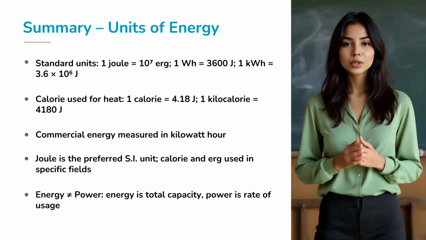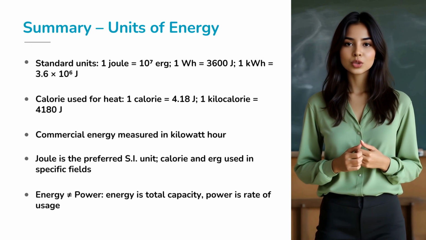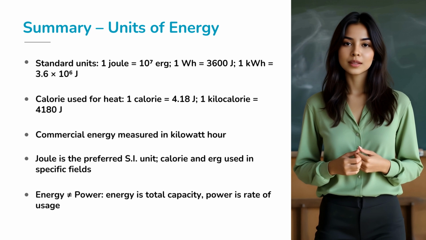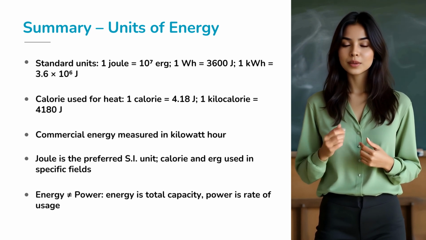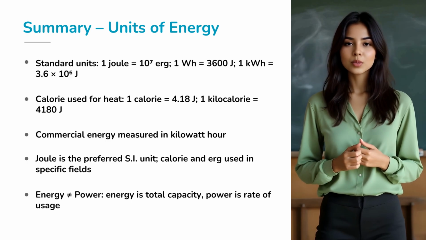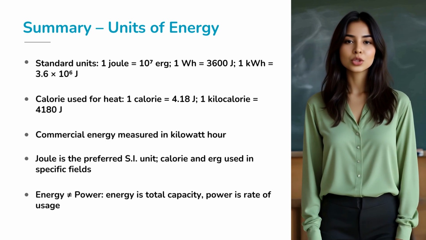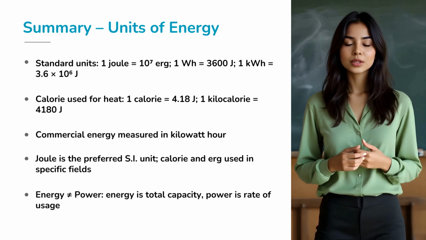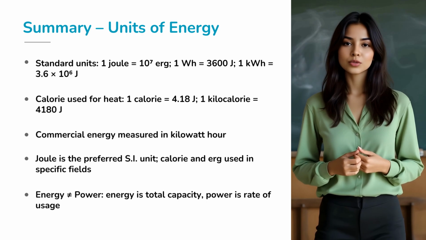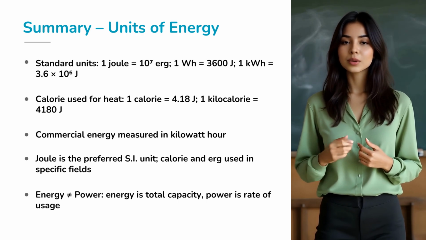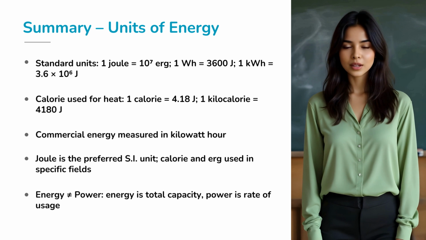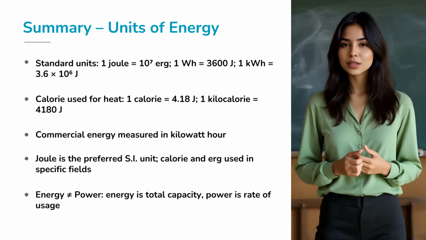Let's quickly wrap up what we've learned about units of energy. We started with joule, the SI unit, and erg from the CGS system, where 1 joule equals 10 raised to the power 7 erg. We explored watt-hour and kilowatt-hour, with 1 Wh equals 3,600 joules and 1 kilowatt hour equals 3.6 into 10 raised to the power 6 joules. We introduced calorie, used in heat and food energy, with 1 calorie equals 4.18 joules, and 1 kilocalorie equals 4,180 joules. And finally, we compared energy and power, energy being total work capacity, power being the rate of doing work.